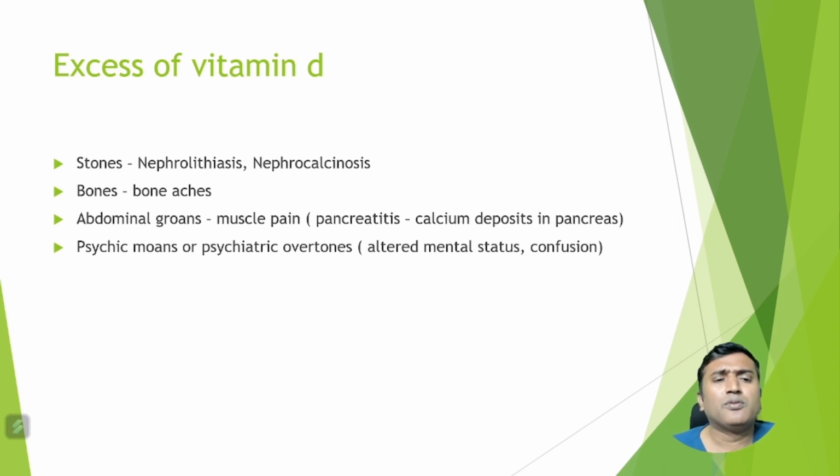So whenever you take excess vitamin D, that is also harmful to our body. So what are all the problems which we can see? It can cause renal stones, and it can also cause bone pains, and third, it can also cause abdominal pain, abdominal muscle pain, and pancreatitis, and you can also see altered mental status and confusion. So I hope that should be useful for everybody.